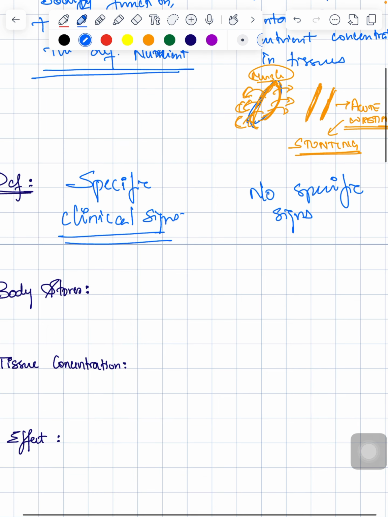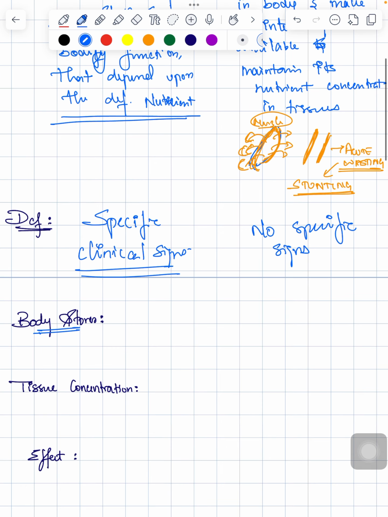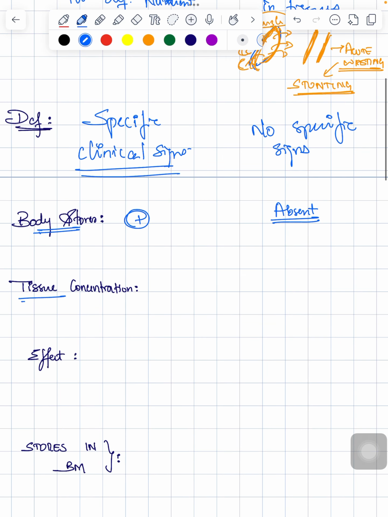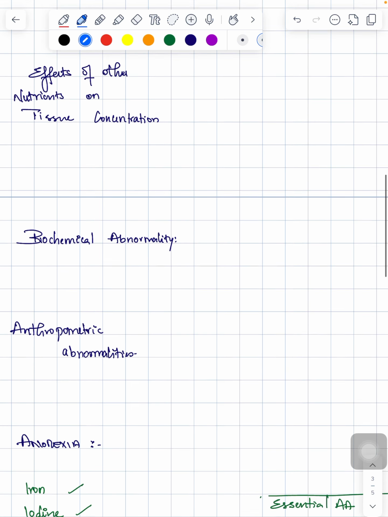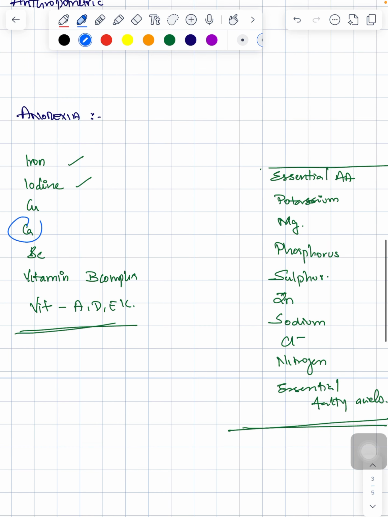How will the tissue concentration be? There will be a particular tissue that concentrates the nutrient. For example, if you take calcium, the bones are the main thing concentrating your calcium. If you take iron, iron stores are mainly available in your liver. If you take iodine, the iodine-specific tissue will be your thyroid gland. So for each vitamin or nutrient there will be a specific, particular tissue.